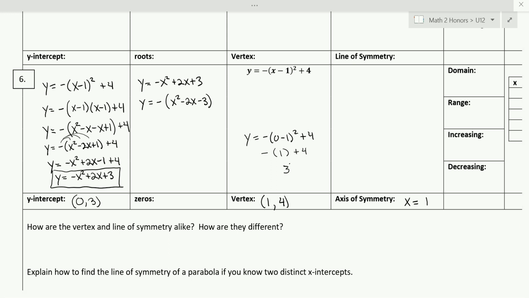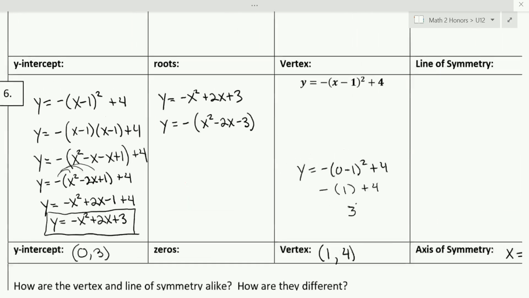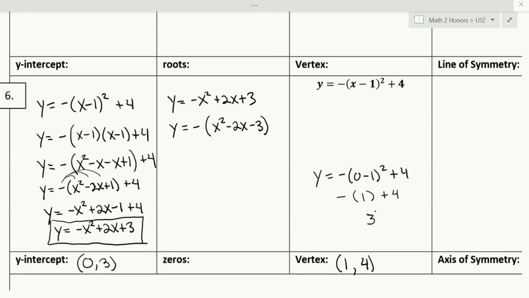Yes? Because I factored out the negative, the y-intercept's positive 3.